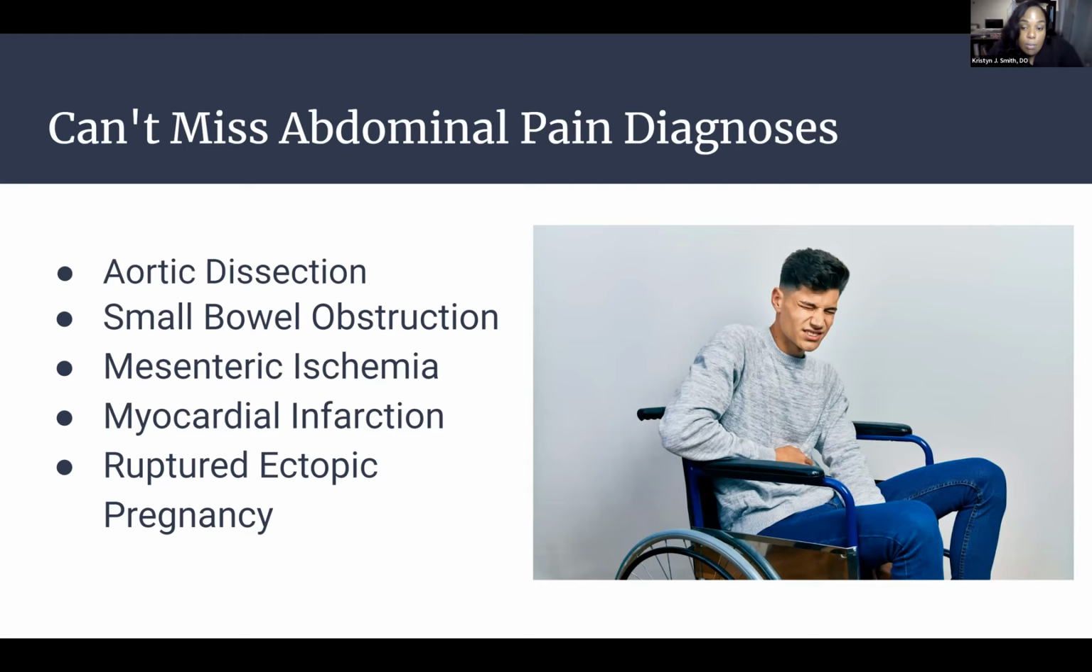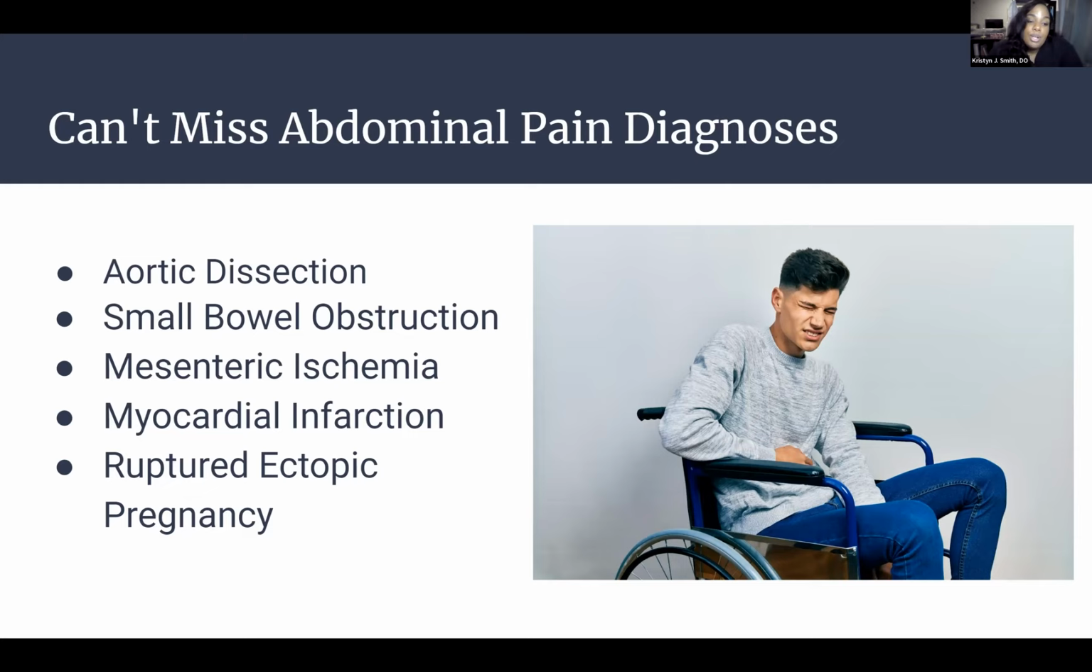For these patients, you want to make sure that you're controlling their pain quickly. You want to get labs started. You probably want to put in a nasogastric tube, so an NG tube, to decompress their abdomen. And again, you want to call your surgical colleagues sooner rather than later.